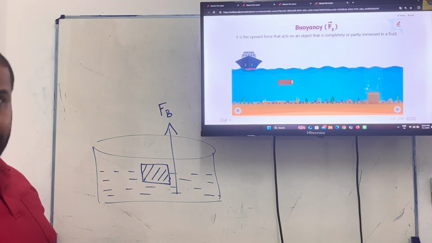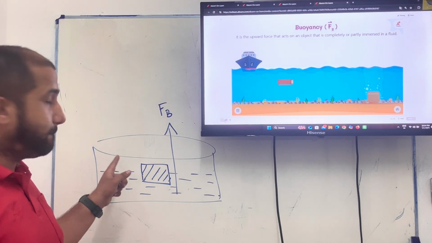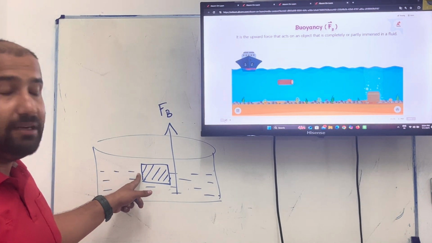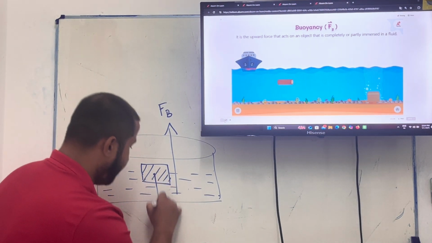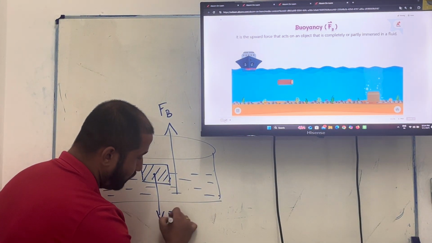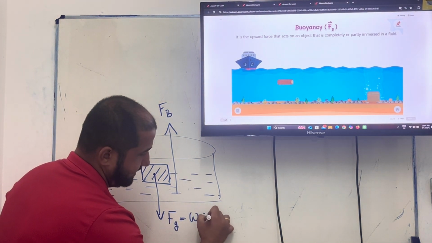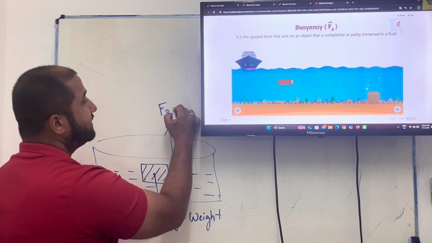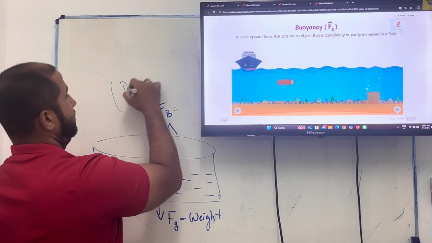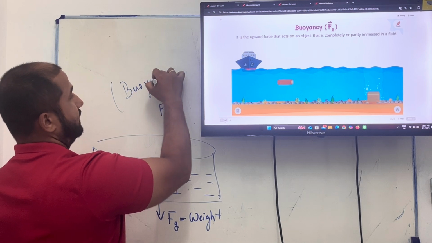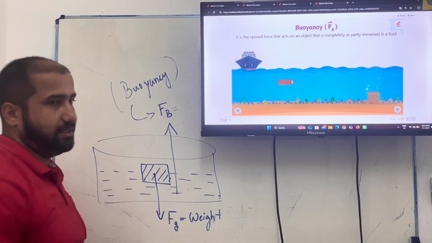Okay? Understand? Now, since this object is there, it will not only experience the buoyancy force, it will also have its weight acting downwards, the force due to gravity, that is weight. And the upward force is the buoyancy force. This is the buoyancy force.